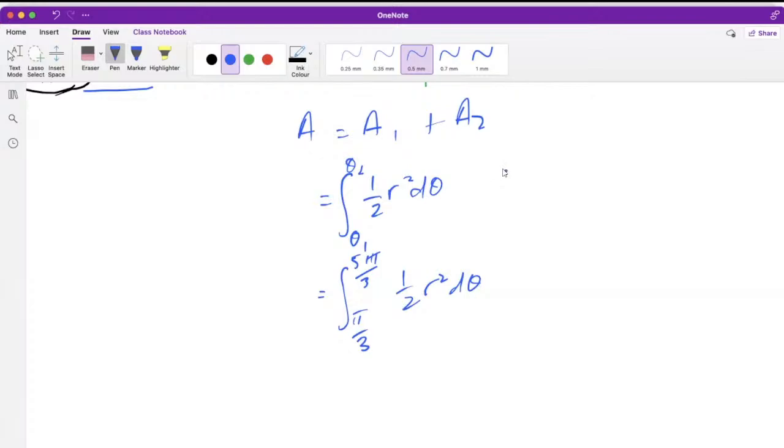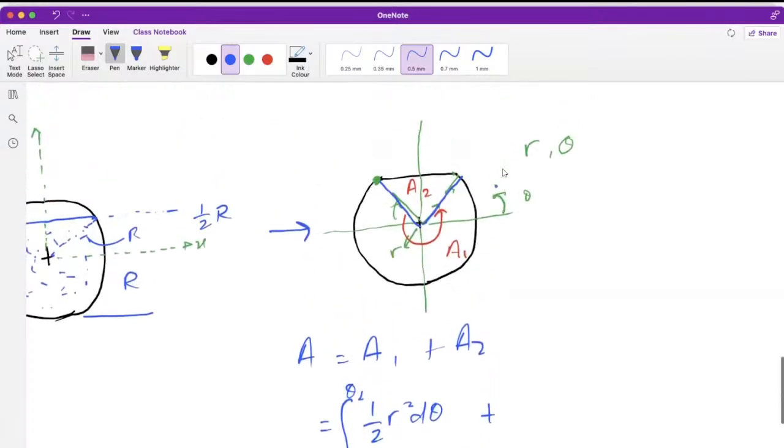And then, what do I have in here? Where is the other part of the area? And then I have the other part of the area here.